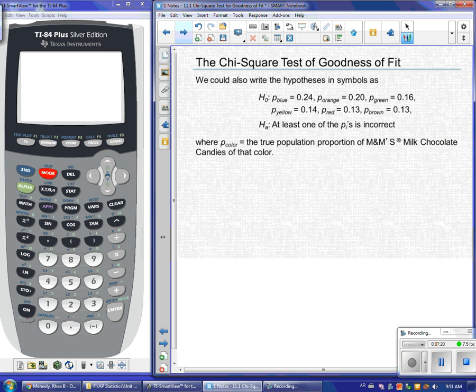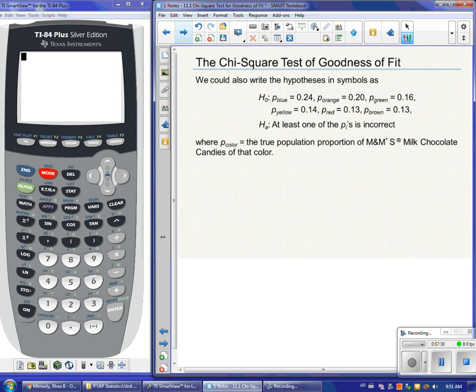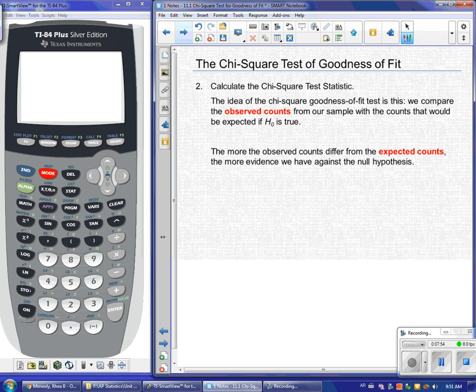All right. We have to compute a test statistic. And actually, here's the difference if you wanted to write it all the way out. But like I said, it's not very efficient to write it this way. So I'd have my stated distribution by what the Mars Corporation claims that their distribution is, and then my alternative would be that at least one of those is incorrect. And notice that the subscript that I'm using corresponds to the true population proportion of the milk chocolate candies.